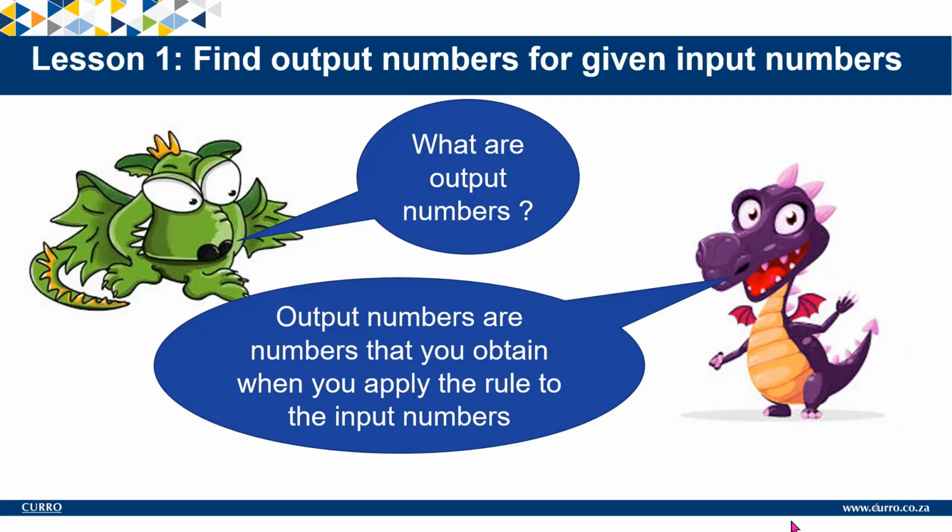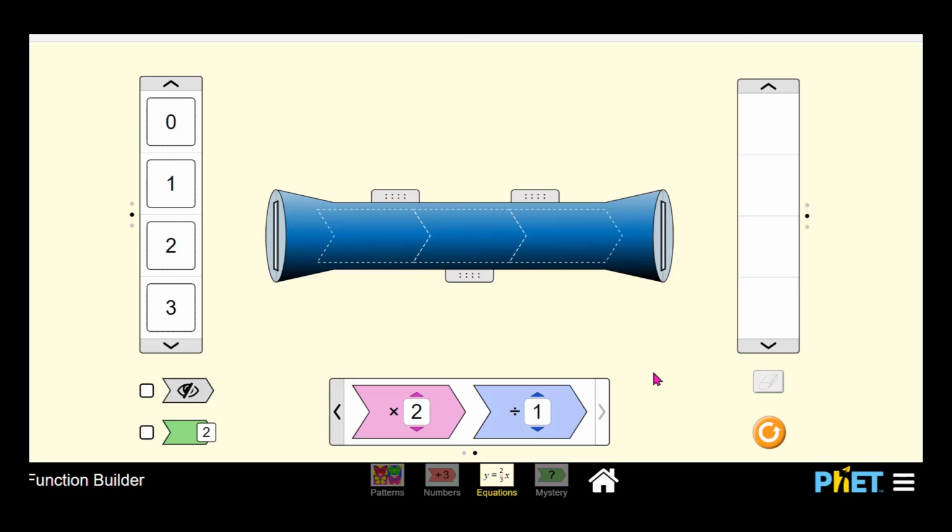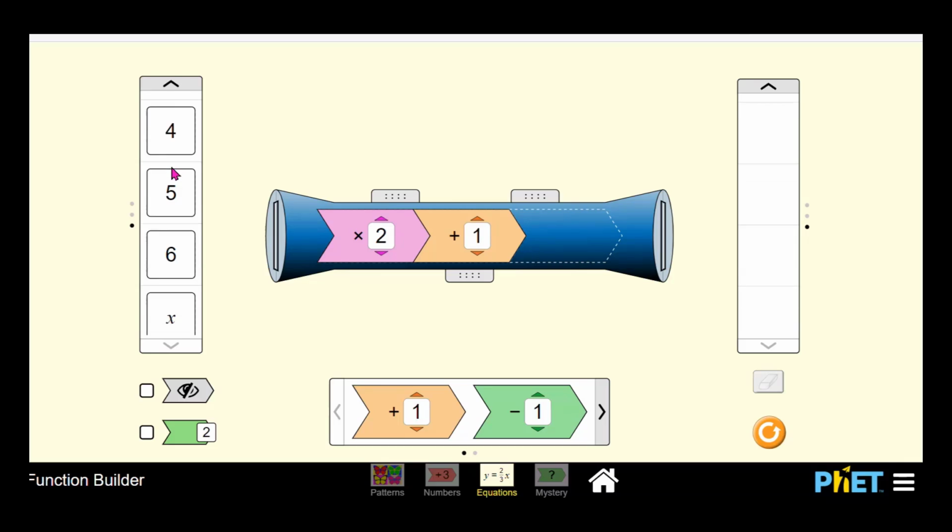We need an example. This is a function machine. So let's choose a rule. Let's choose multiply by 2 and then plus 1. No, plus 1 and then plus 1. Then we choose input numbers. Let's choose a couple of negative numbers.